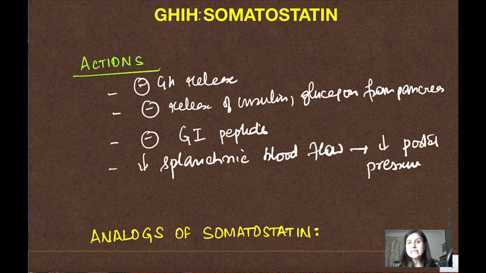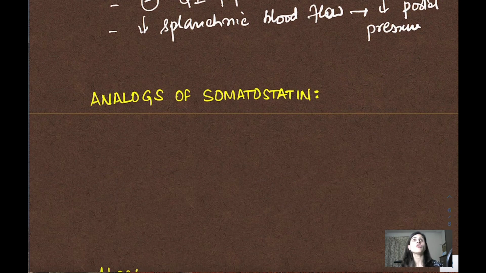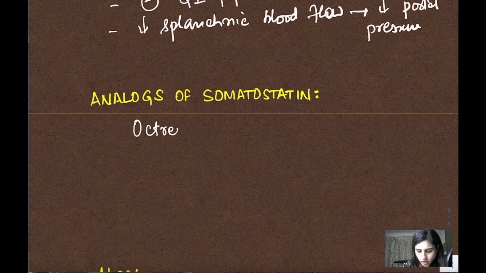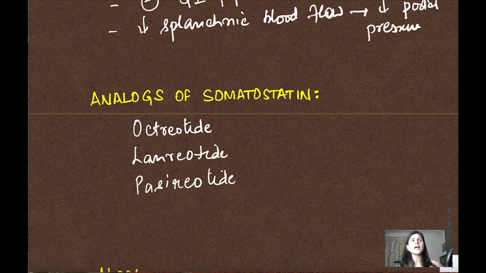Now, somatostatin itself is very short acting, so you cannot use it as such for therapeutic purpose. So what we did is we made various analogues of somatostatin, so they are comparatively longer acting and they can be put to therapeutic use. So analogues of somatostatin, we have Octreotide, Lanreotide, and Pasireotide. They're all long acting and they can be used by parenteral route, as subcutaneous or intravenous.